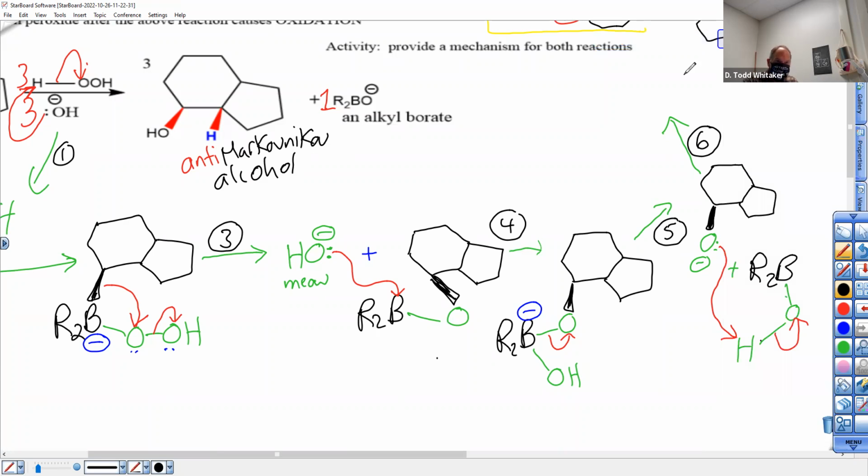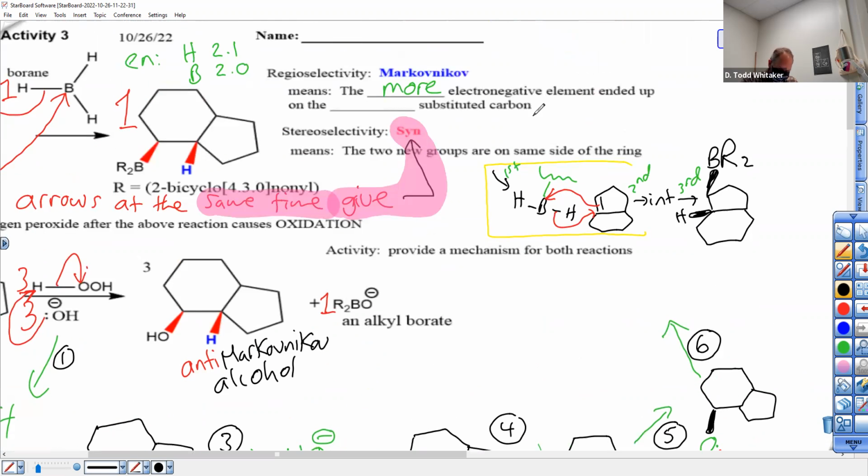I didn't lie. And we're not done with 6 yet either. I'm coming back. Sorry, you got to bear with me. We'll be drawing the alcohol and this, and then a bunch of arrows to finish it off two more times. But up here, the more electronegative element ended up on the more substituted carbon. That was true. It was Markovnikov, the first reaction. H is more electronegative than B. That's what tricked a lot of us.